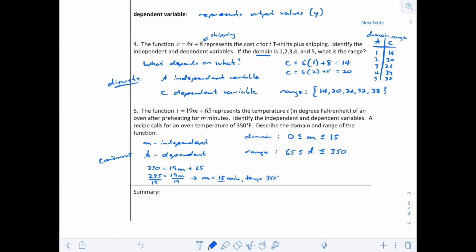It doesn't have to be exactly 14 minutes or 15 minutes. Maybe I preheat the oven for 14.5 minutes or 14.25 minutes. And so it's continuous because all those points are connected. We could use any point in between two other points. And that's why you also see a difference in how we think about range and domain. In number 4, the domain was a specific set of numbers, 1, 2, 3, 4, and 5, and the range was a corresponding set of numbers, 14, 20, 26, 32, and 38. Whereas in 5, because it's continuous, we had to write our domain and range as inequalities.